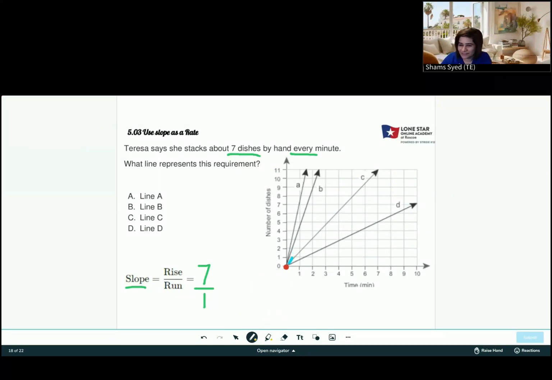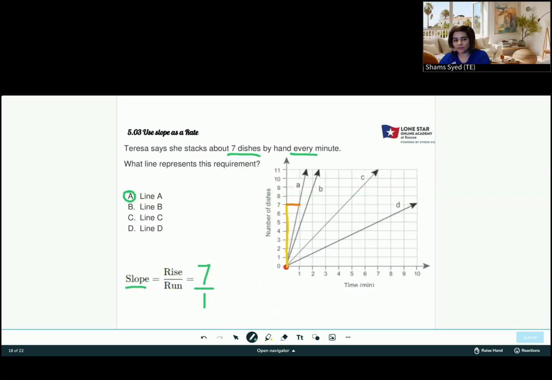So let's rise 7. 1, 2, 3, 4, 5, 6, and 7. This is a rise of 7. Run is just 1. I get straight to A. No doubt. And that's what all of you in Nearpod also got. Serenity? Right, A?